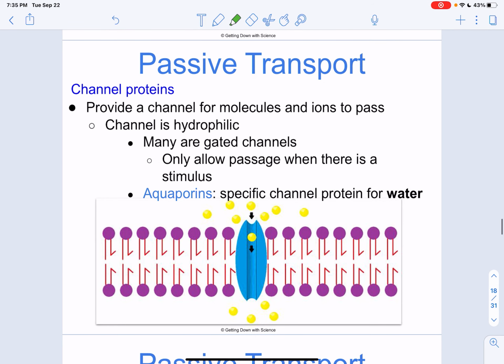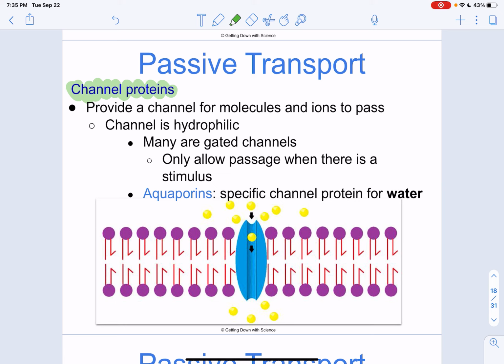We have channel proteins. Channel proteins provide a channel for molecules and ions to pass through. Basically, they are a particle-specific door that opens up for certain molecules.